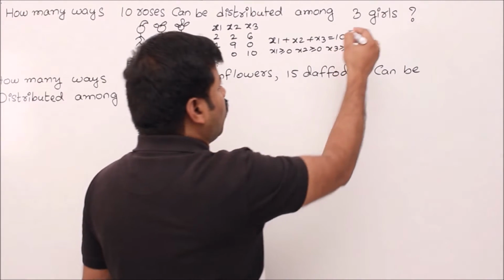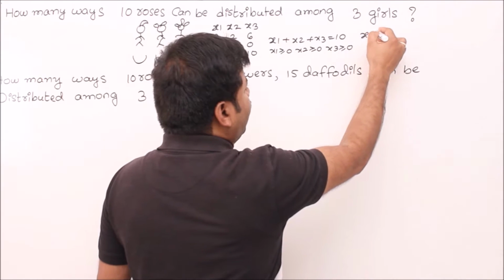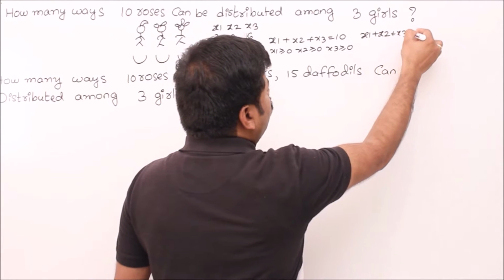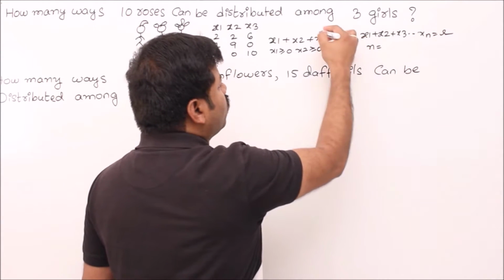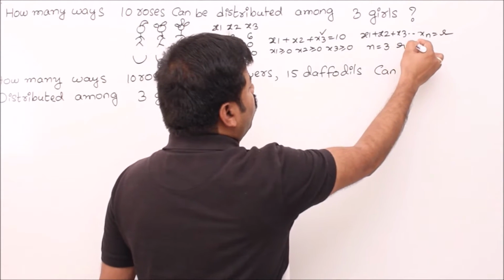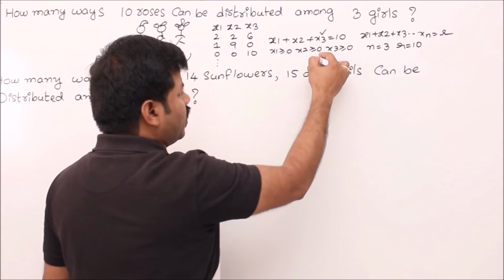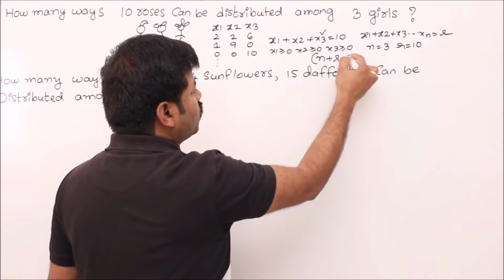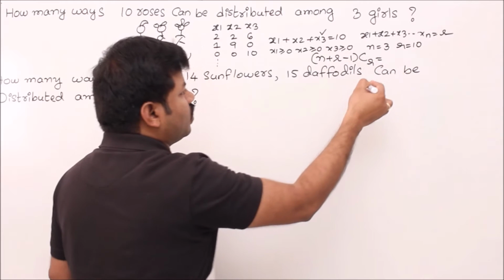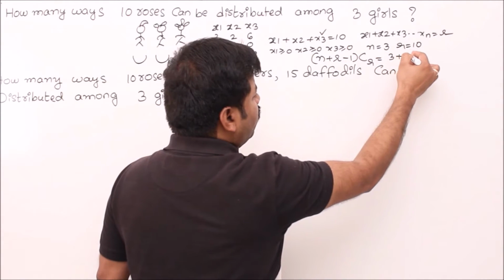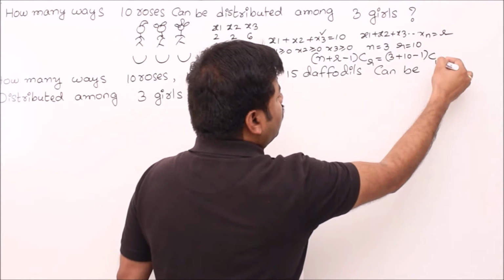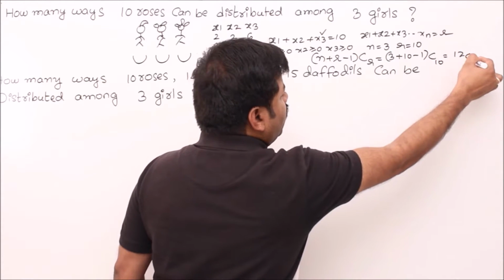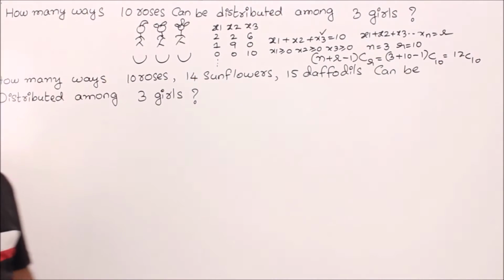So this problem is nothing but x1 plus x2 plus x3 and so on up to xn equal to r, right? Here n value equal to 3, r value equal to 10. The number of solutions equals n plus r minus 1 C r. So n is 3 plus r is 10, 3 plus 10 minus 1 C r, r is 10, 13 minus 1, 12 C 10. So the final answer is 12 C 10. Let's see the second problem.